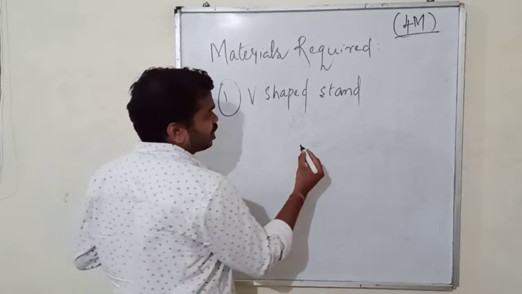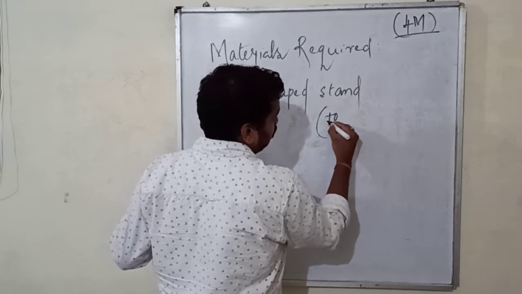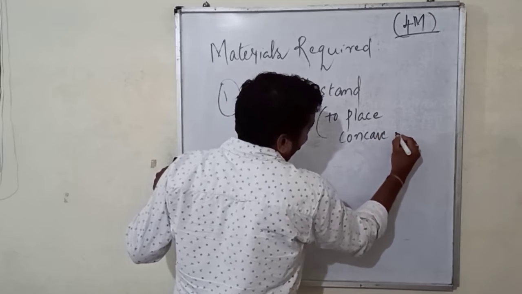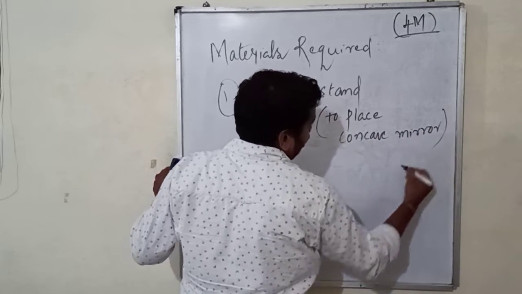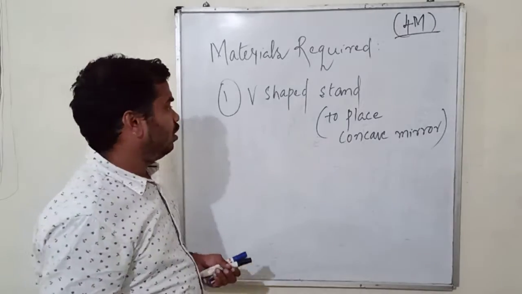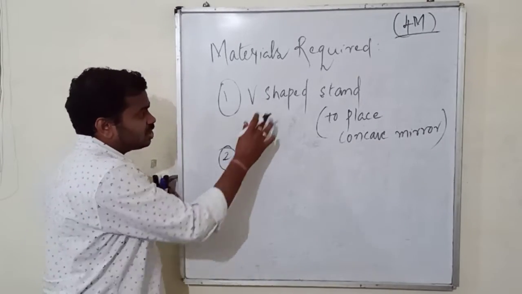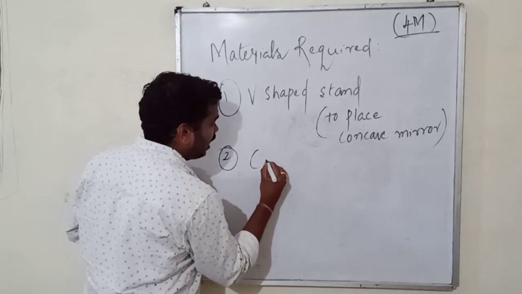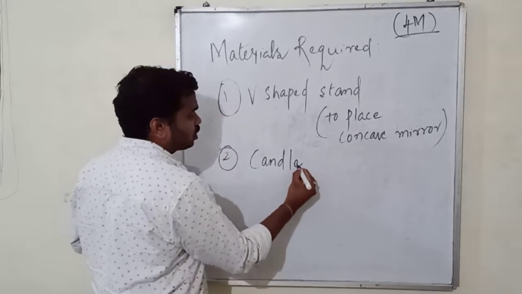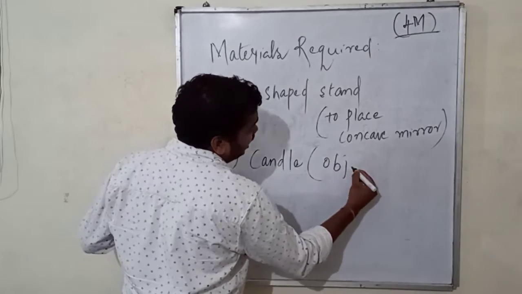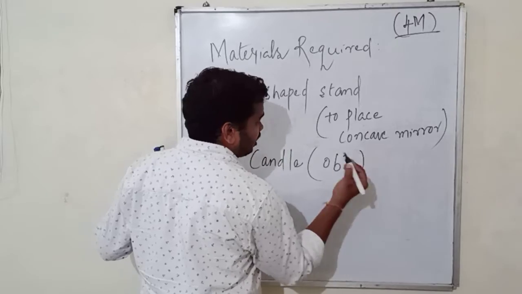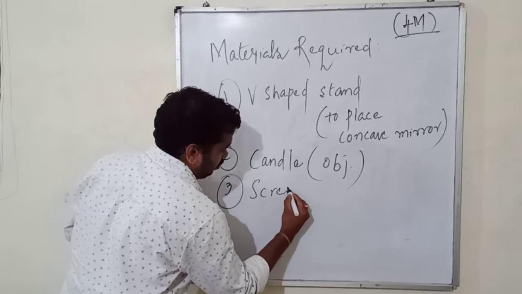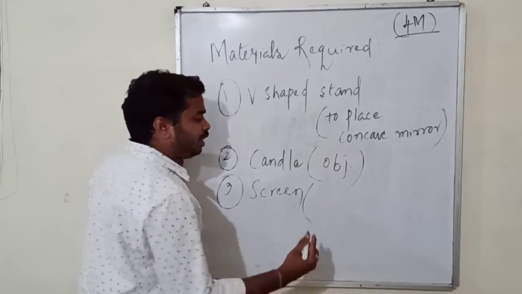V-shaped stand, which is used to place the concave mirror in it. In that we will put the concave mirror to perform the activity. Next to the V-shaped stand, we need a candle, which is the light source and which is nothing but the object in this activity. Next, third one, a screen. Screen in the sense, let it be a white paper.